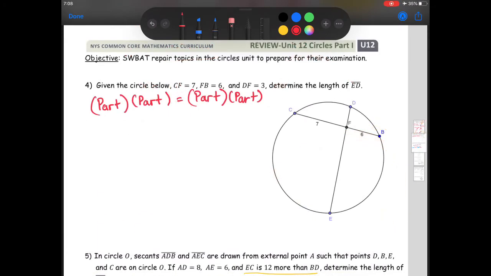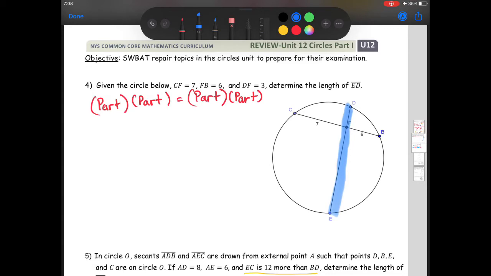So let's get started. In the circle, CF is 7, FP is 6, and DF is 3. Determine the length of ED. Always go back to your questions and read what it is asking. It's asking me this whole length ED. This is what I need to find, right? Okay, so what do I know?